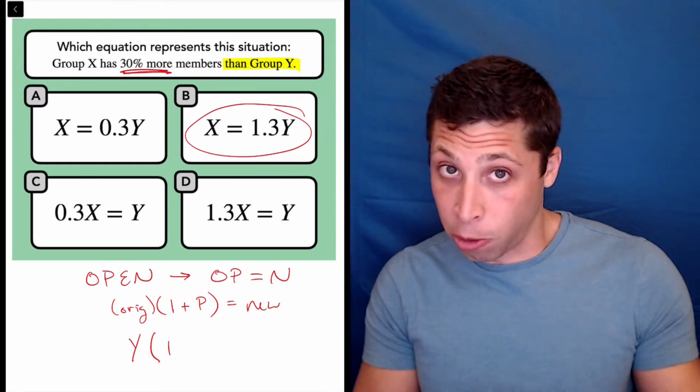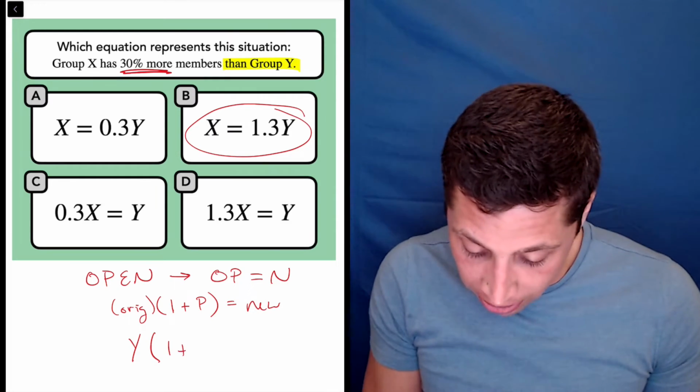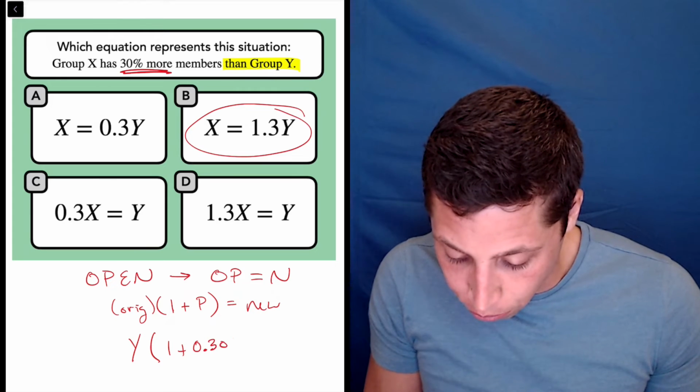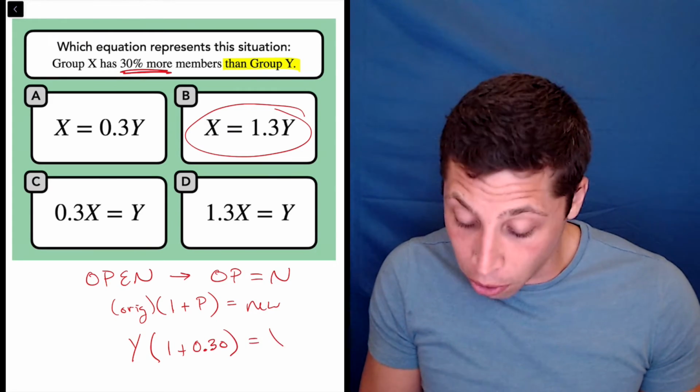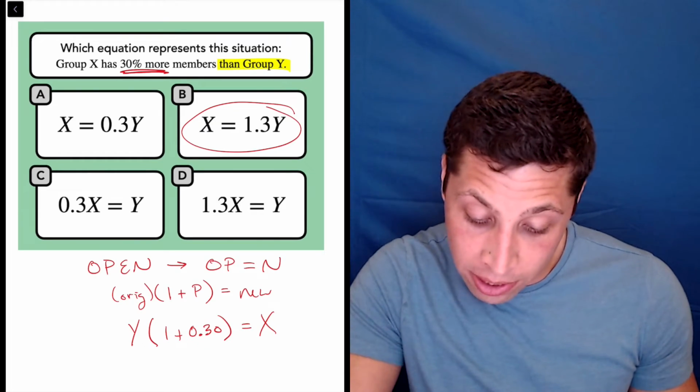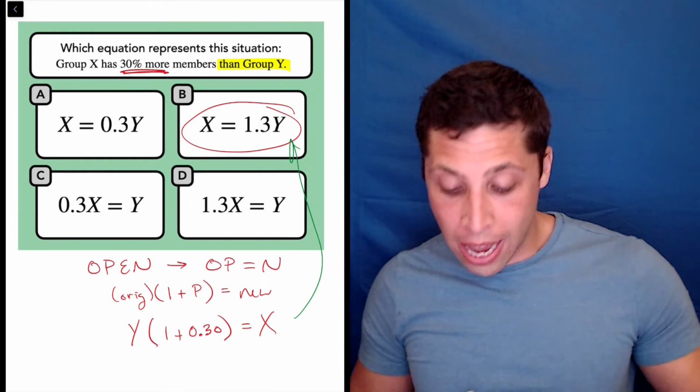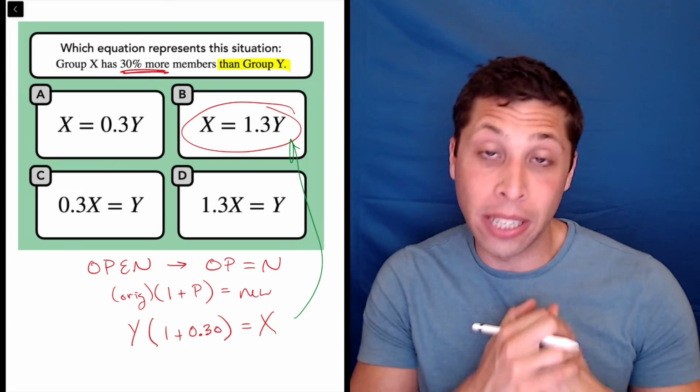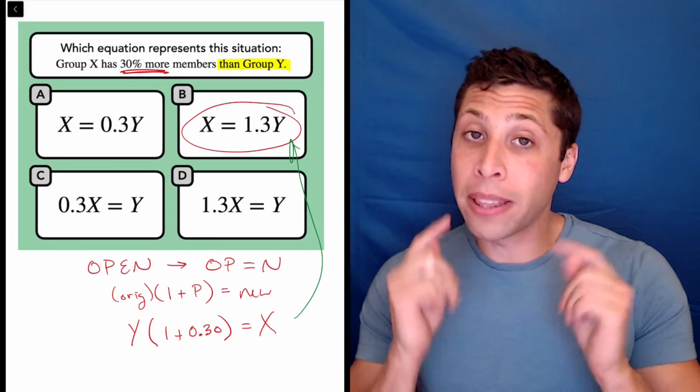1 is 100%, but we're increasing by 30, so that's 1 plus 0.30, and that is equal to our new value, which is the X. And so when I simplify that, I am going to get what I already circled. X is equal to 1.3 times Y. It's a little rearranged, but that shouldn't bother us, right?